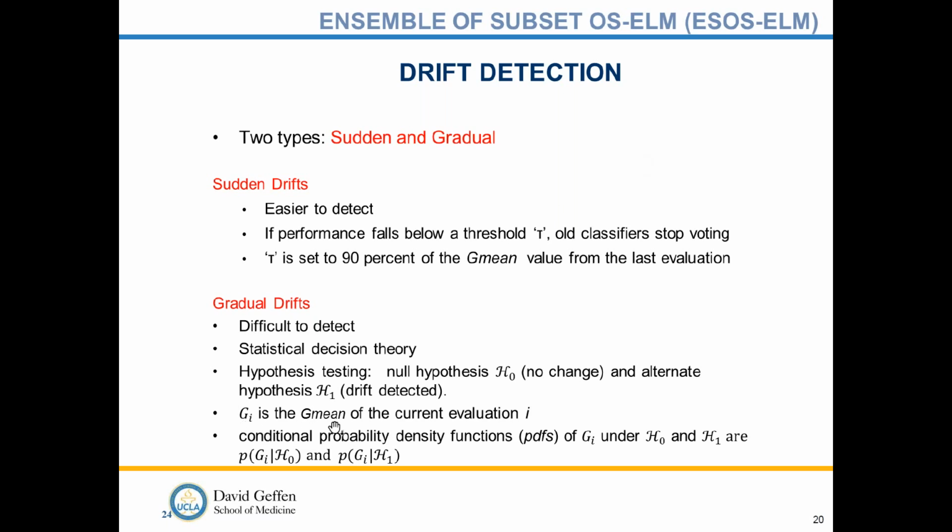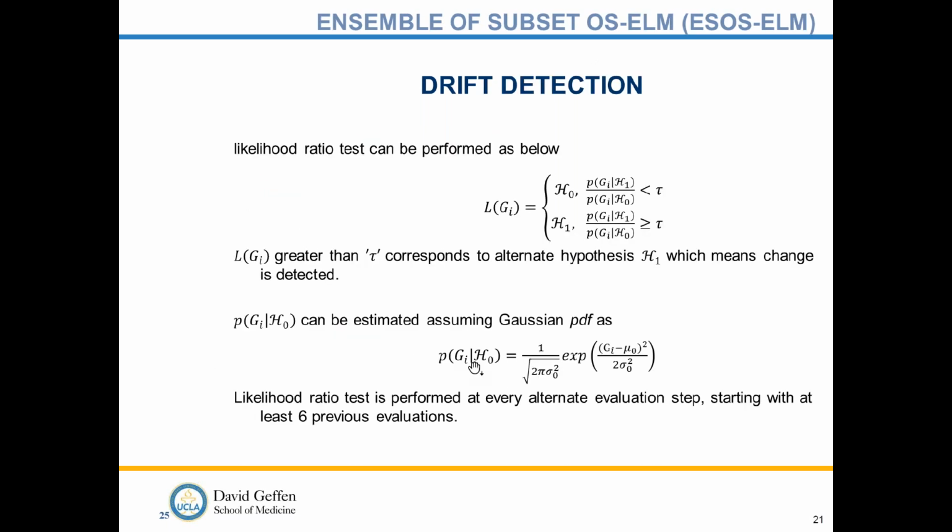So let's assume G_i is the geometric mean of the current evaluation i, and we calculate the conditional probability density functions, PDFs, of G_i under a null hypothesis and an alternate hypothesis. We assume a Gaussian PDF, and we calculate these PDFs using this formula, and then we apply a likelihood ratio test. So if L is less than a predefined threshold tau, it corresponds to the alternative hypothesis, or we can assume that change is detected. But if it's greater than or equal to tau, that means no change is detected.